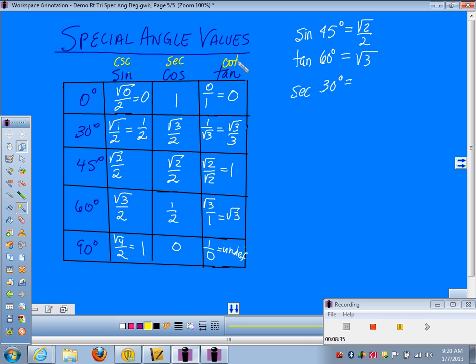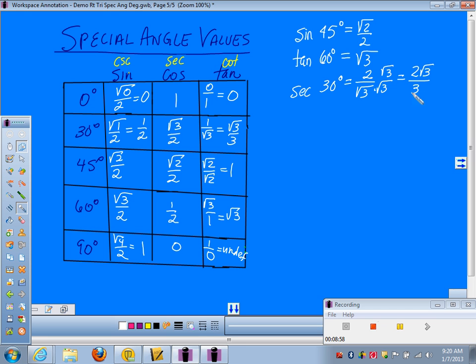So if we look up the secant, or the cosine of 30 here, cosine of 30 is square root of 3 over 2. So we're simply going to flip it upside down and have 2 over square root of 3. They're not going to let you leave it that way. So you will have to rationalize it. And you'll end up with 2 times the square root of 3 over 3. Does that kind of ring a bell?